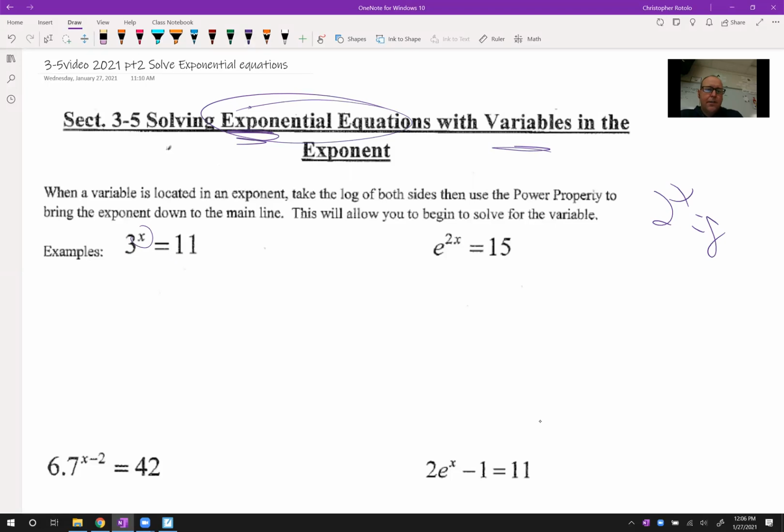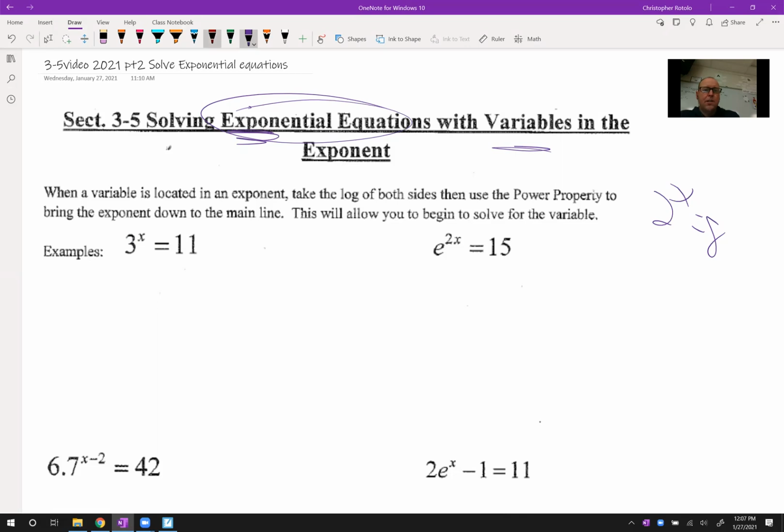I don't think there's any nice integer that takes me from 3 to what power gives me 11. And it's more than 2, right? Because 3 squared is going to be 9. So we have an idea of where it should be, but not exactly what's going to happen.